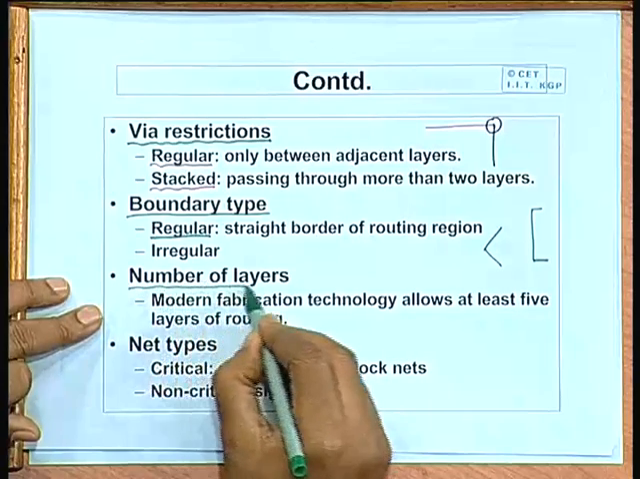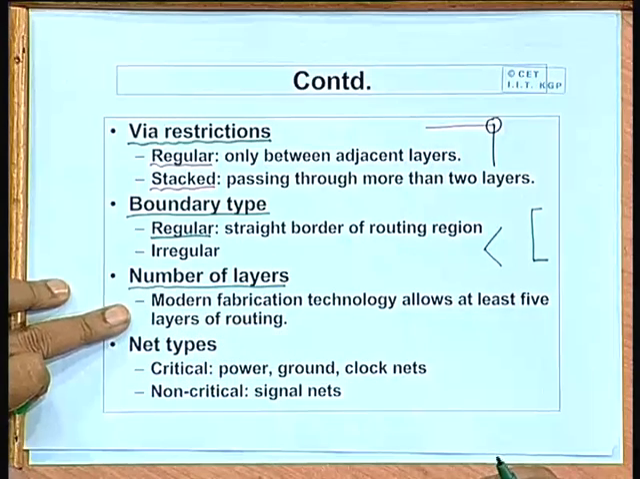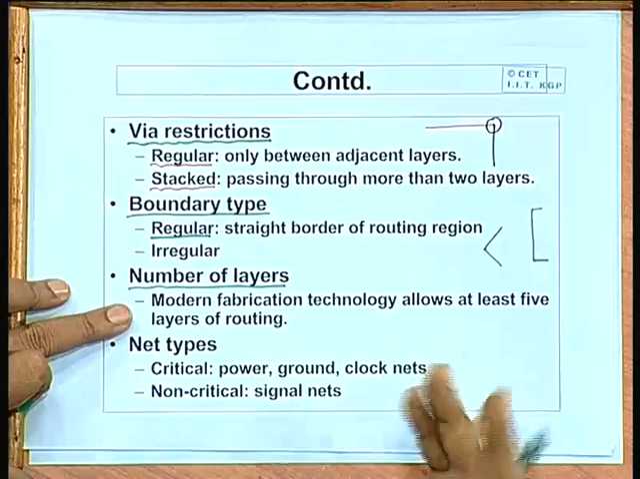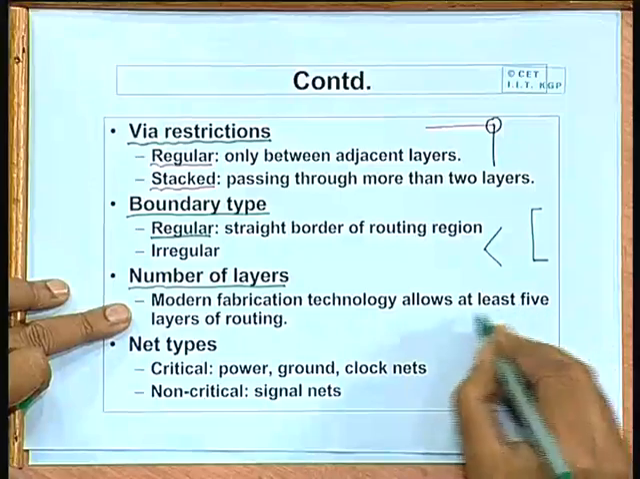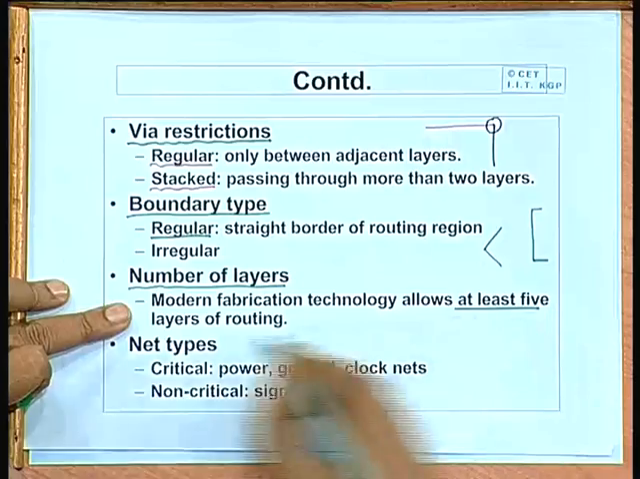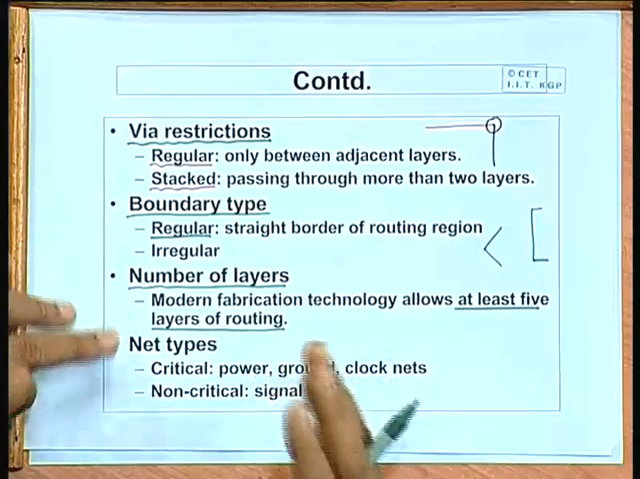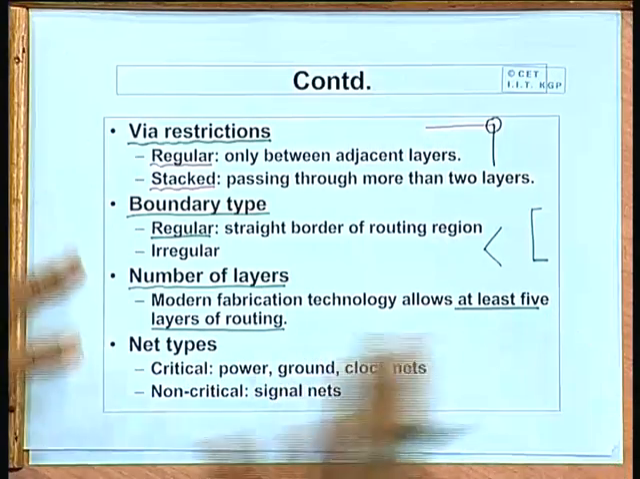Number of layers is an issue. Before you do the routing, you must know how many layers are available to you. Modern day fabrication technology typically allows at least 5 layers. Out of these 5, typically 2 of them are left aside for power, ground and clock. So, you have 2 or 3 layers available to you.